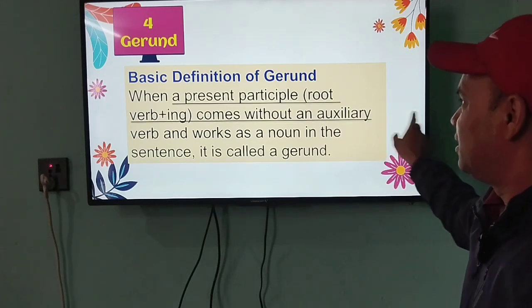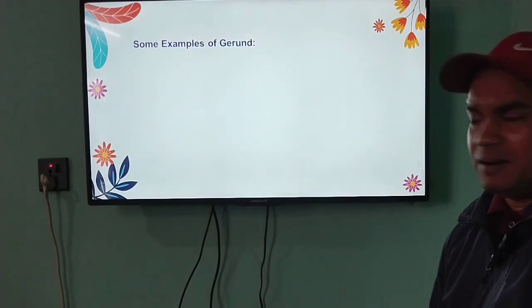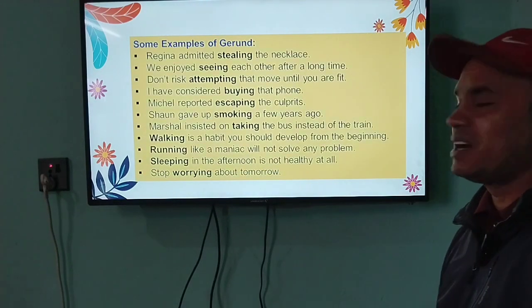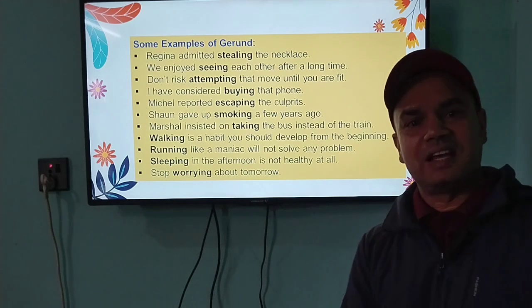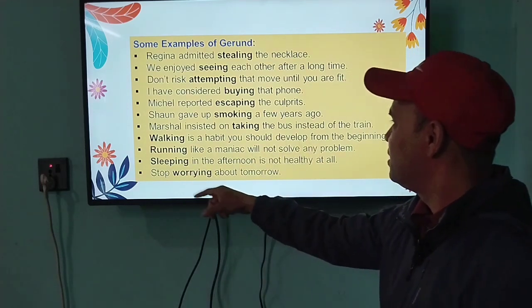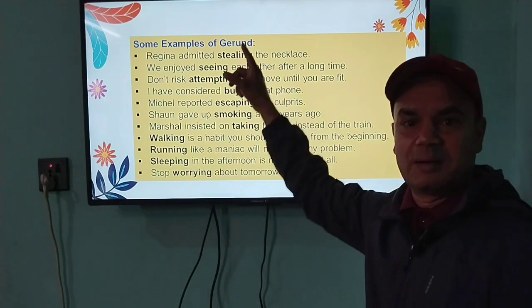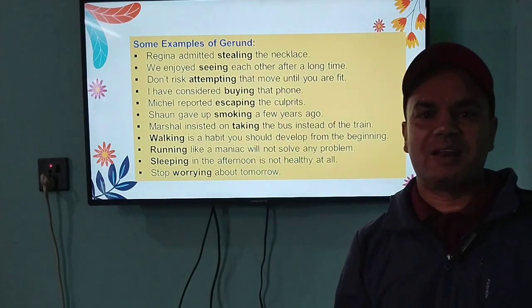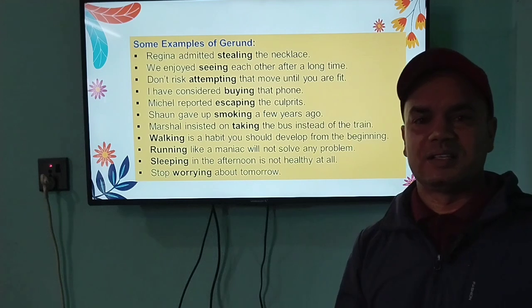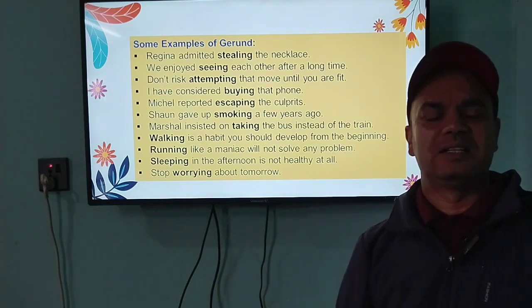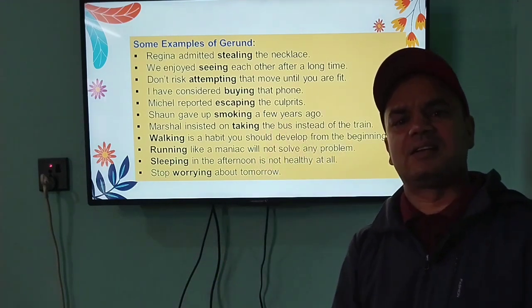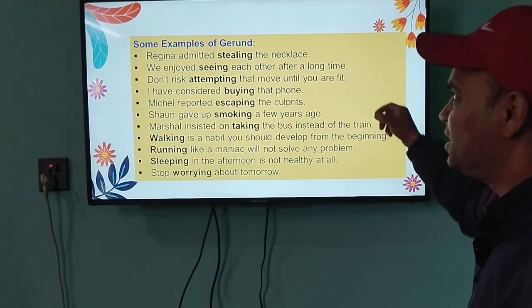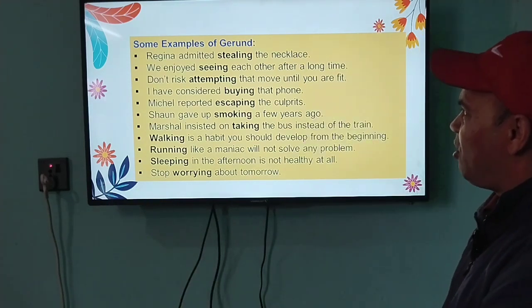You can see this. I've just underlined it here. So let's have some examples of gerunds. You understand clearly about that. Sometimes gerunds come in the beginning, sometimes in the middle, and sometimes at the end, according to the nature of the sentence. A gerund can come anywhere in the sentence. You can see here, Regina admitted stealing the necklace.